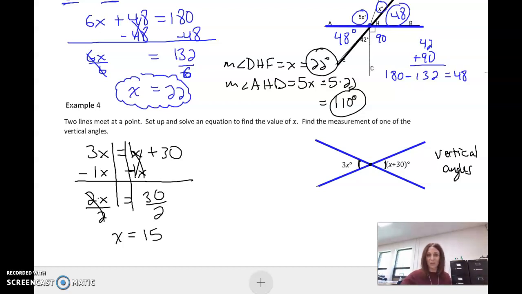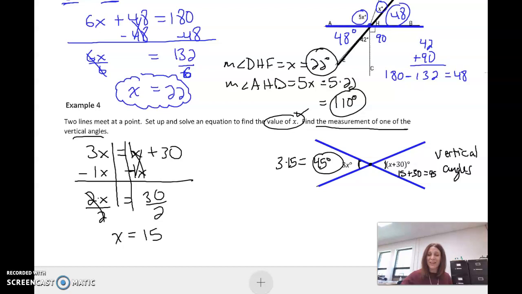All right, make sure we're answering the question being asked. Set up and solve an equation to find the value of x. Check. Find the measurements of one of the vertical angles. How about only one? Because they're equal. So this one over here would just be 3 times what x is, so 3 times 15, which is 45. And guess what? If you pick this one, you would get 15 plus 30. And guess what 15 plus 30 is? 45. Okay, that's why you only have to find one.